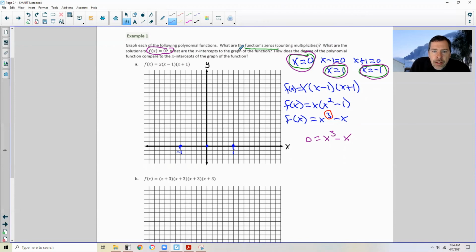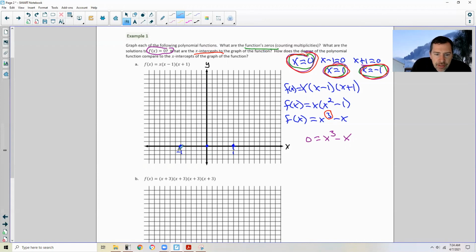What are the x-intercepts to the graph of the function? Well, the x-intercepts are negative 1, 0, and 1. So notice what's going on here. X-intercepts to the graph are x equals 0, x equals 1, and x equals negative 1. So what I'm trying to point out to you is the zeros, the solutions, and the x-intercepts are the same values because these are three terms that mean the same thing.